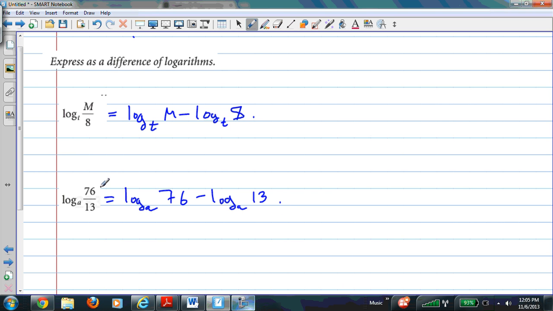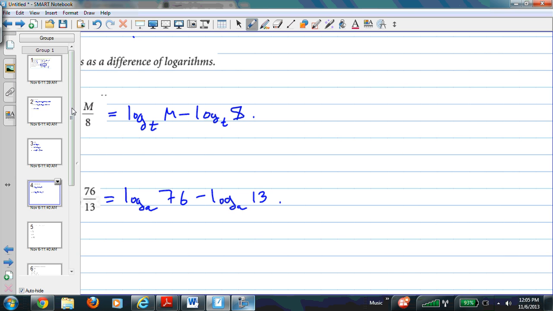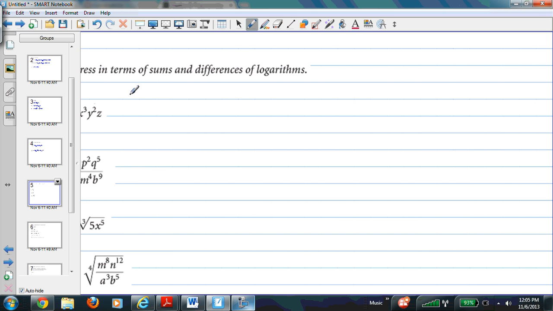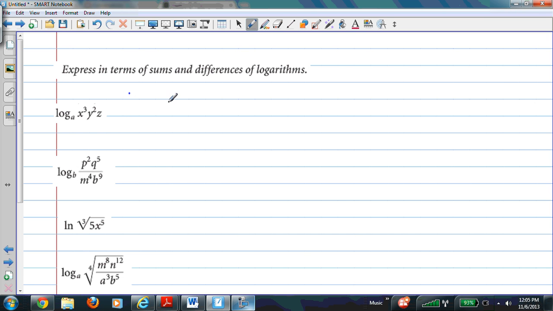Okay, so these are pretty straightforward. Again, remember, you're watching a recording, so if you have to, you can pause or rewind or whatever you like. Okay, so now we're getting a little more complex examples. Here we have to express in terms of sums and difference of logarithms.